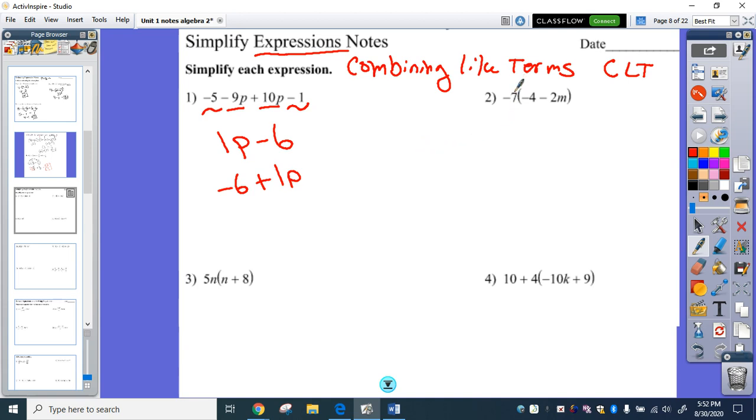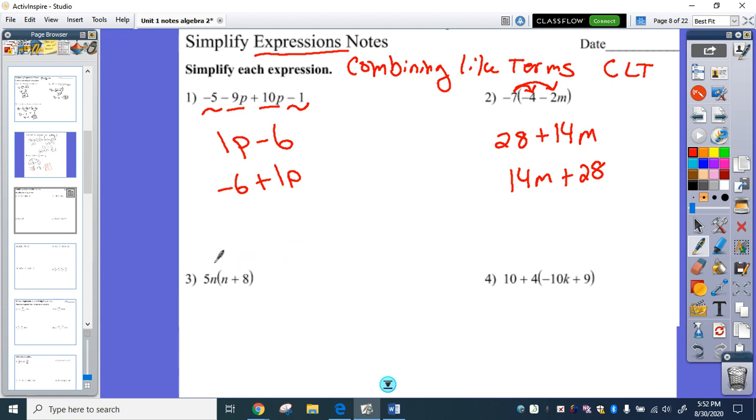In problem number 2, we have to distribute. So if we distribute the negative 7 times both of these terms, negative 7 times negative 4 would get me a positive 28. And negative 7 times negative 2m would be a positive, because negative times negative, 14m. So again, either written like this or written as 14m plus 28.